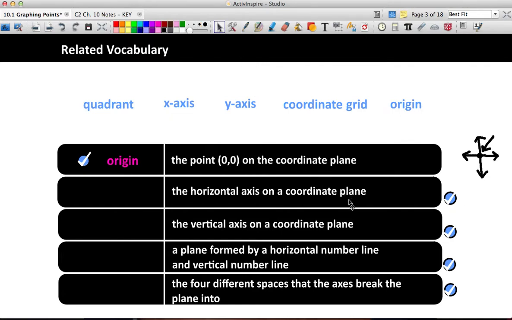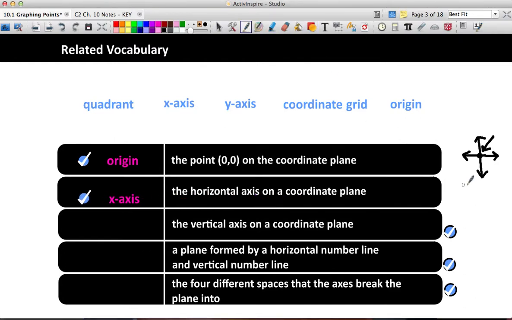The horizontal axis on a coordinate plane. To help us remember what horizontal means, think of when you look out at the horizon, it moves from left to right. So horizontal means left to right. The horizontal axis on a coordinate plane is the x-axis.